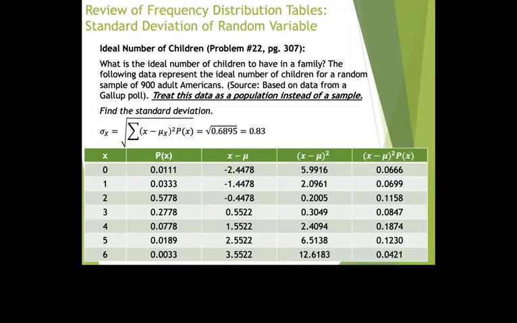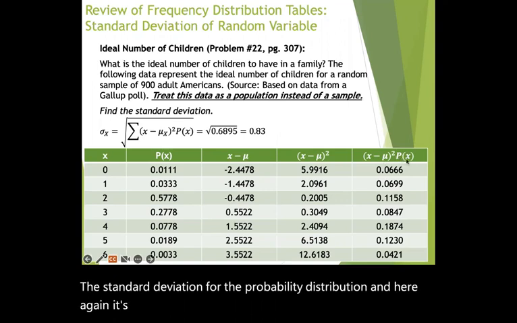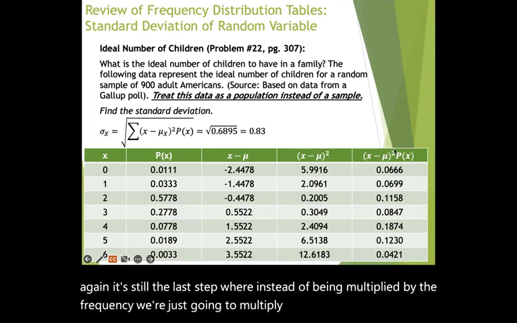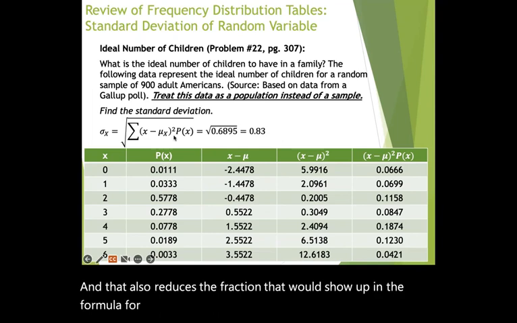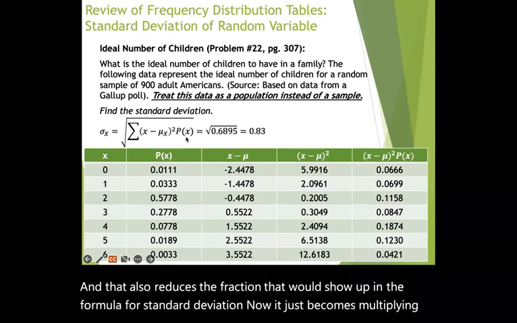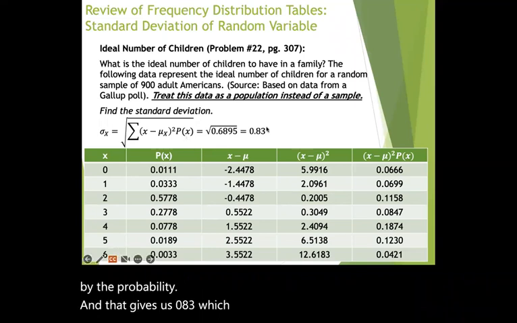Again, I went through the computations for the standard deviation for the probability distribution. And here, again, it's this last step where instead of being multiplied by the frequency, we're just going to multiply by the probability. And that also reduces the fraction that would show up in the formula for standard deviation. Now it just becomes multiplying by the probability. And that gives us 0.83, which again is also familiar from the previous calculation.